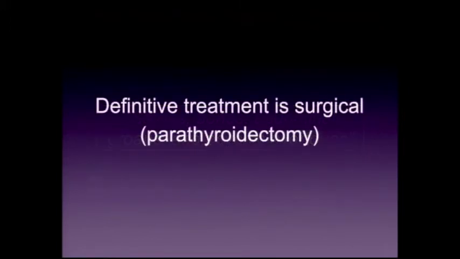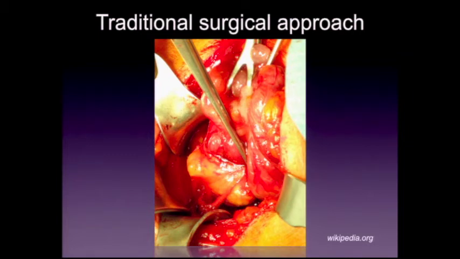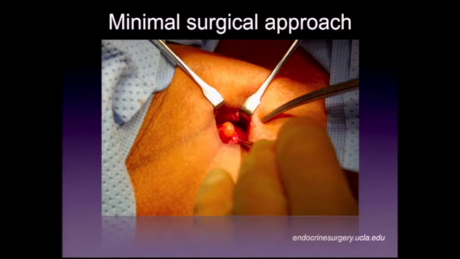The definitive treatment of hyperparathyroidism is surgical, parathyroidectomy. And the traditional surgical approach is shown here, where it was basically a fairly extensive operation that involved a large incision. And I can't even tell you what all the structures in this picture are, but I know it was a lot of surgery and a lot of recovery for the patient. In recent decades, the trend has been toward a much more minimal surgical approach, as you see here in the slide from UCLA, showing a very small incision to get at the parathyroid adenoma.